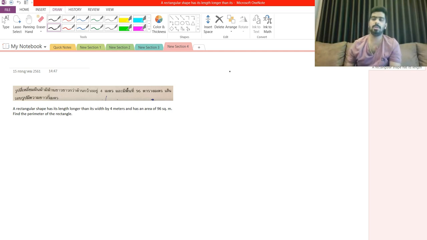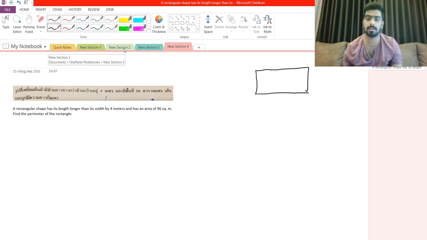Okay, guys, so what do we know now? We have a rectangle, and we know that the length is longer than its width by 4 meters. For example, if we have the width as 2 meters, the length would be 2 plus 4, which is 6. If the width is 5 meters, the length would be 5 plus 4, which is 9. So whatever value is the width, the length would be 4 added to that.